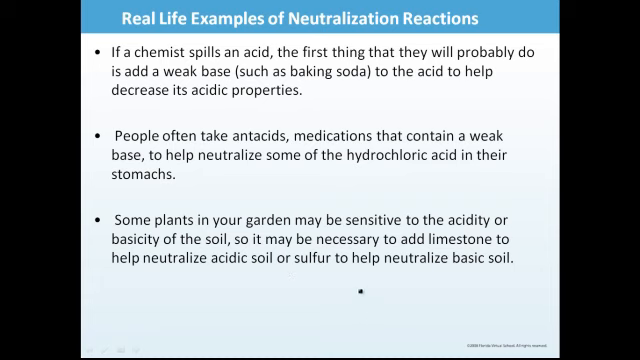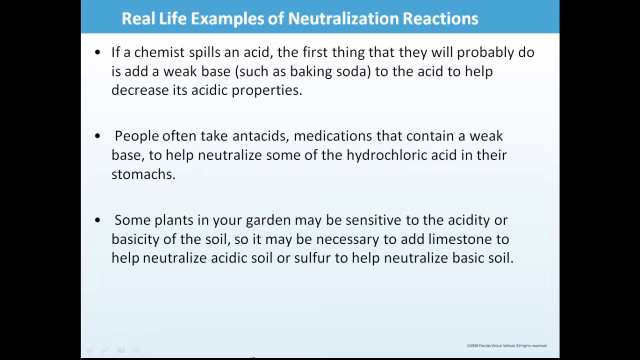More everyday type of use would be the second one here, antacids. Antacids are simply bases that when you consume them, it neutralizes the acid in your stomach, and of course by neutralizing the acid you decrease the upset stomach feeling that you have.